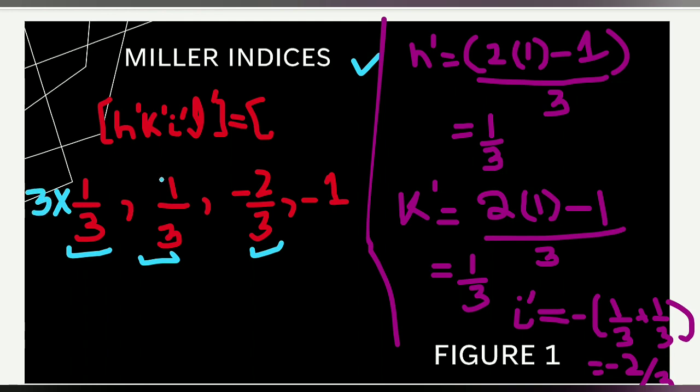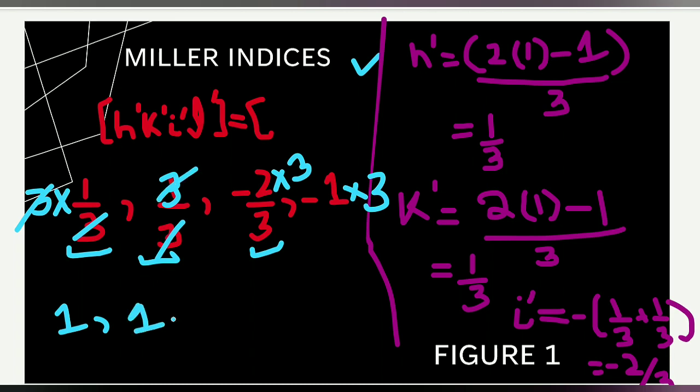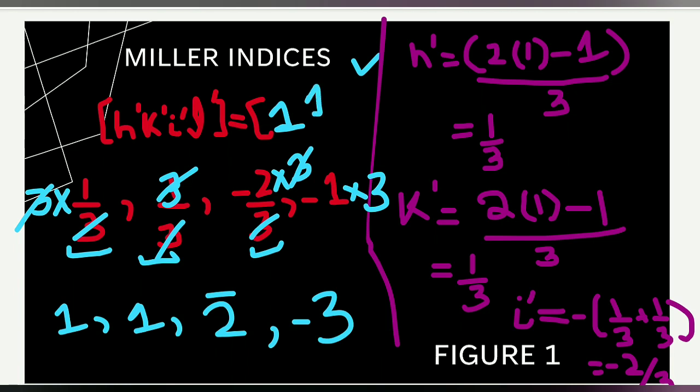multiplying by 3 here, multiplying by 3 here, and that multiplication should be with a positive number. You cannot multiply by a negative number, okay, so it will be wrong. Multiplying all these indices with 3, so this 3 cancels out, we are left with positive 1 here, this 3 and this 3 cancel out, we are left with 1 again, then this 3 cancels out, we get negative 2, that I am writing as 2 with a bar on it, but you can write minus 2 as it is. And minus 1 into 3 is minus 3, so here we go. The final indices are 1, 1, 2 bar, and 3 bar. Yes, okay. And yes, these are the Miller-Bravais indices for the AB direction.